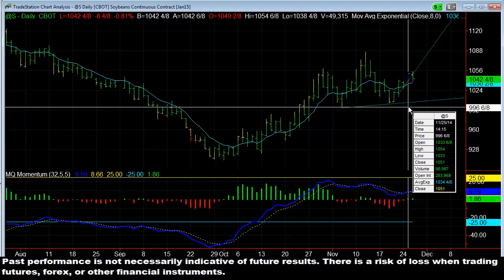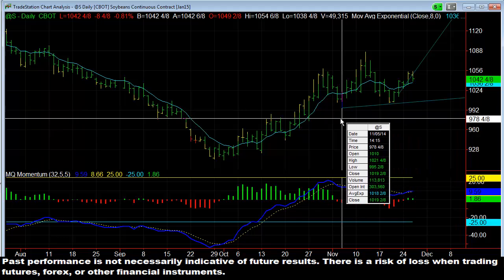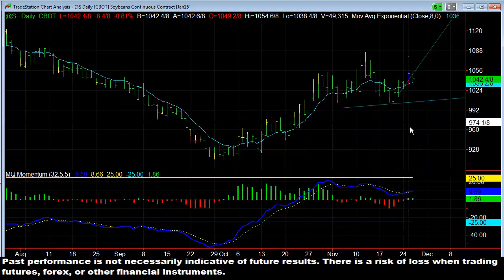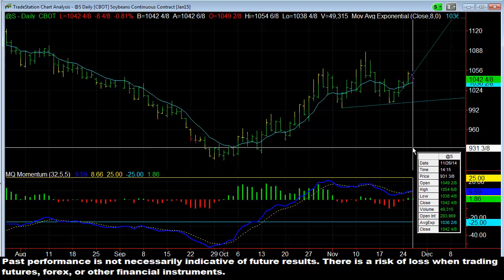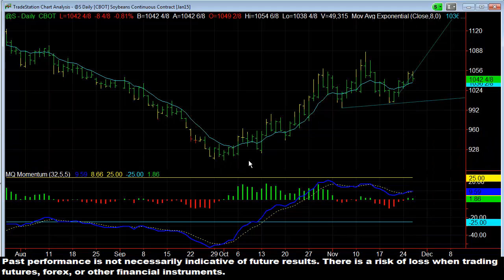And then assuming we can break through the neckline and break through the low here at 995 and a quarter, then we'd be looking for this market to move all the way down to about the 930 area, down near these recent lows.